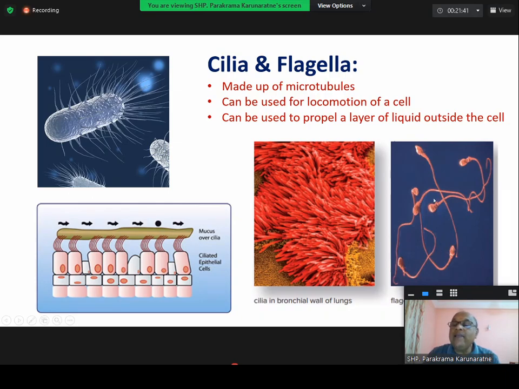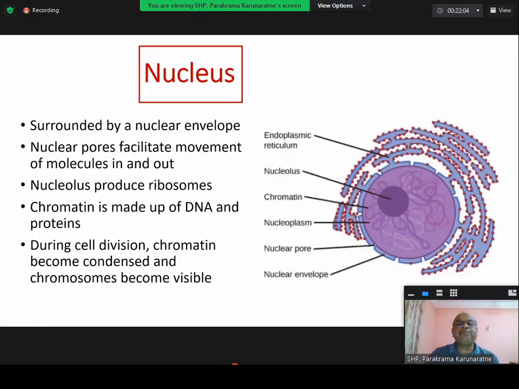And also flagella. Here I have shown the picture of sperms. Sperms have flagella. These are used to swim, so that is the locomotion of the sperms. Locomotion means swimming from one place to another place. Okay, so cilia and flagella are there for movements. The function of that is movement.